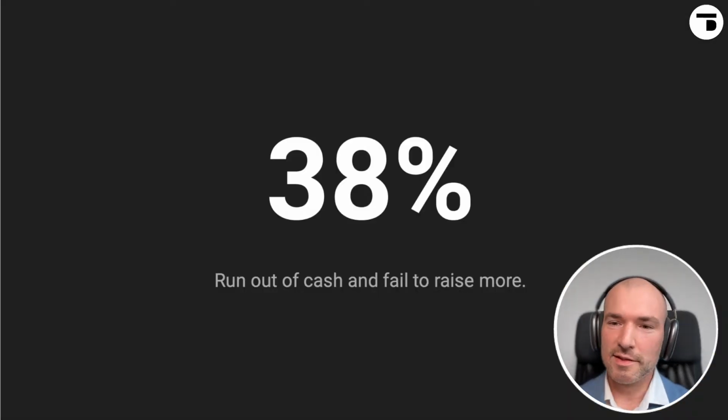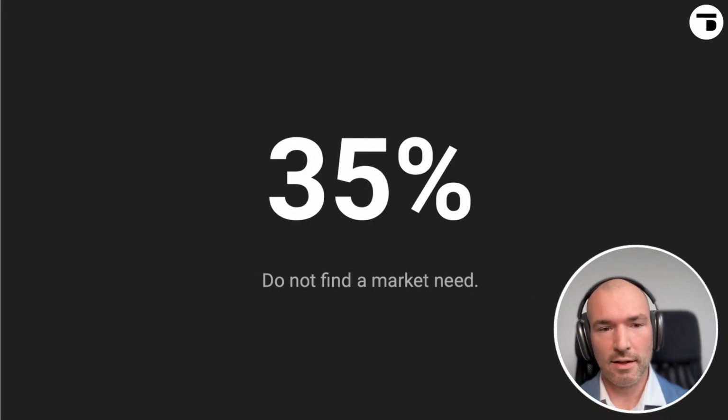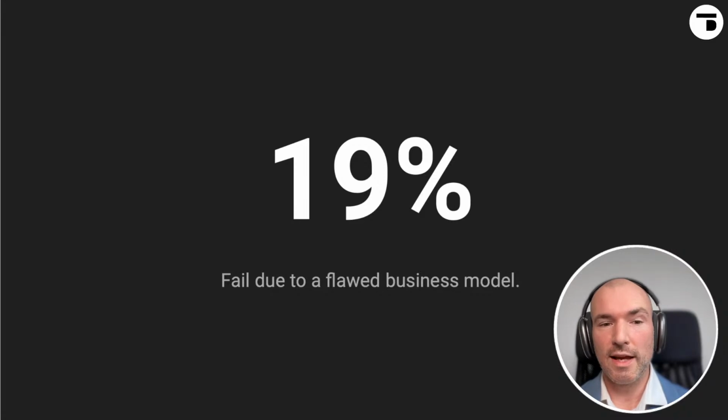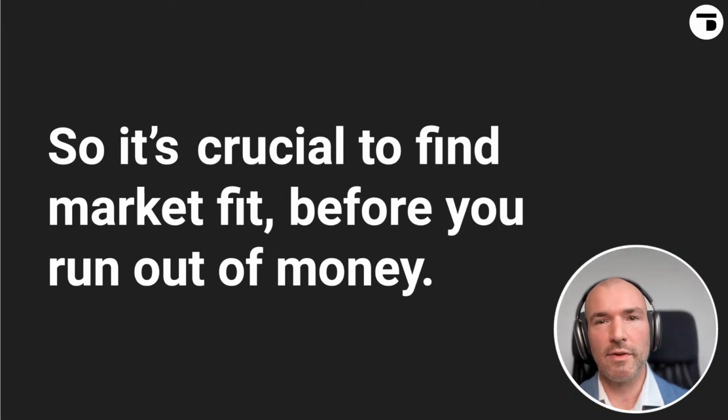First, some scary statistics. 38% of startups run out of cash, fail to raise more, and go under. 35% do not find the market need. 20% get out-competed, and 19% fail due to a flawed business model. So, it's crucial to find market fit before you run out of money.